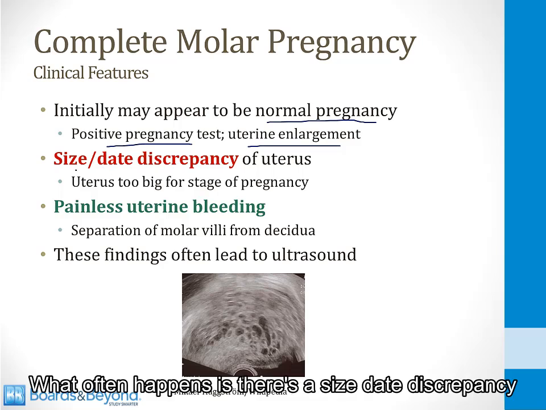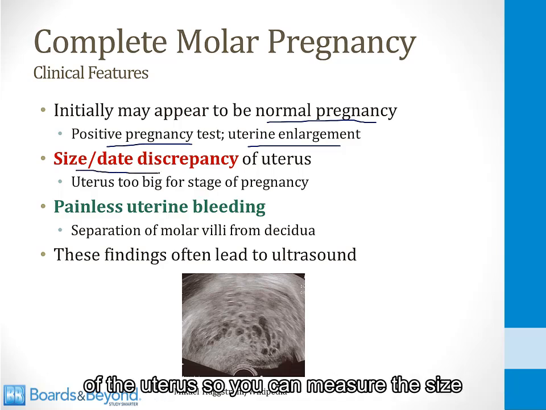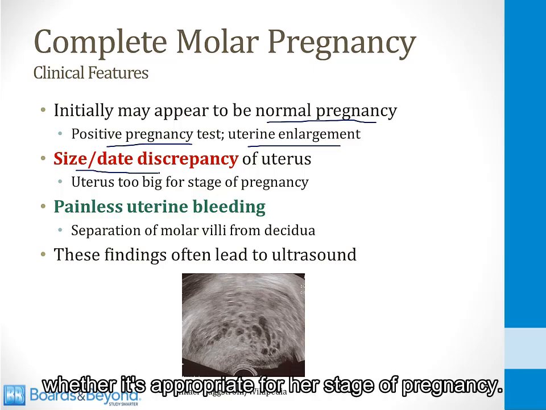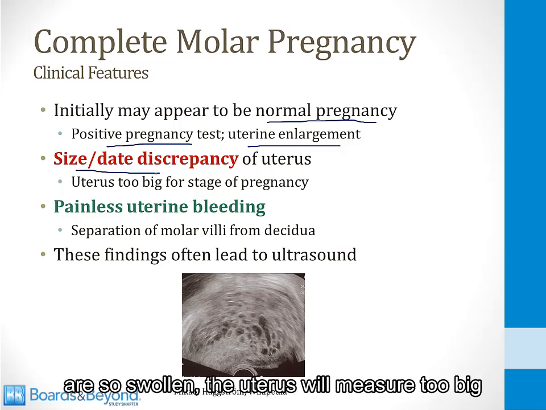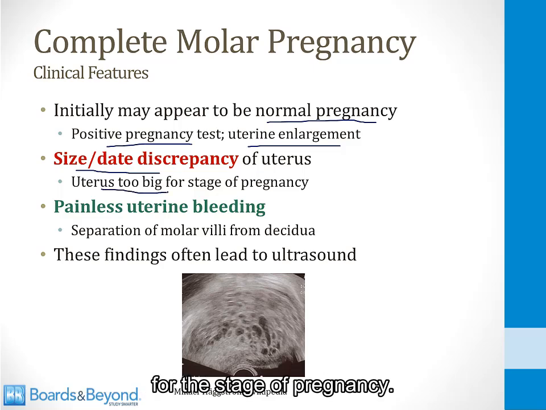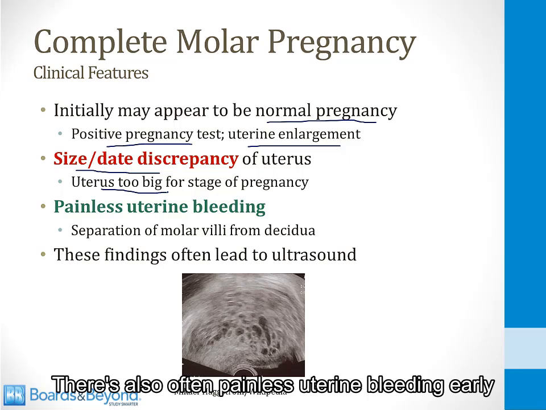What often happens is there's a size-date discrepancy of the uterus, so you can measure the size of a woman's uterus and determine whether it's appropriate for her stage of pregnancy. In a complete molar pregnancy, because those villi are so swollen, the uterus will measure too big for the stage of pregnancy. There's also often painless uterine bleeding early in the pregnancy.